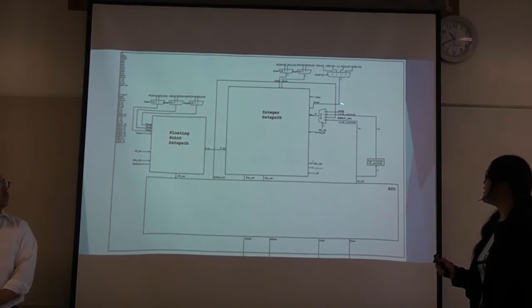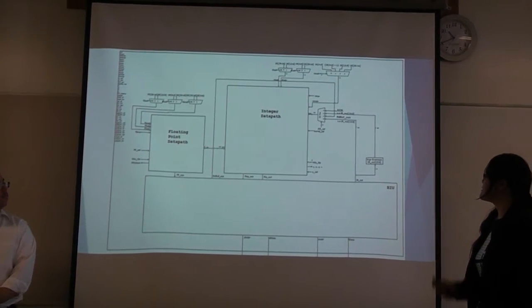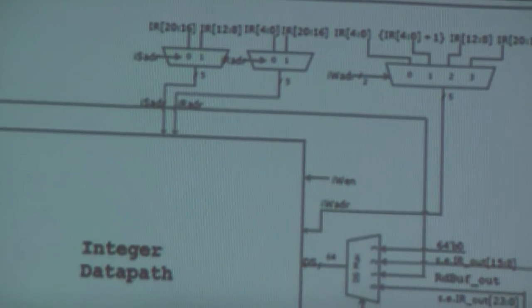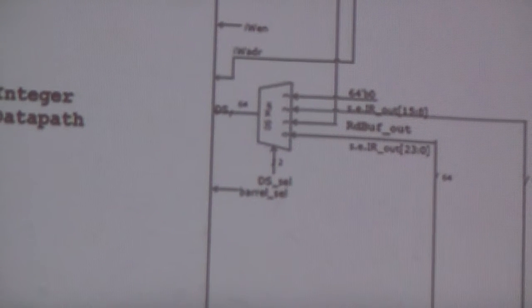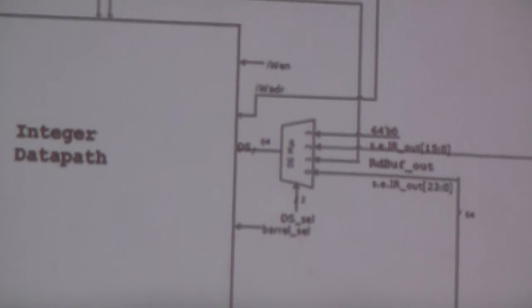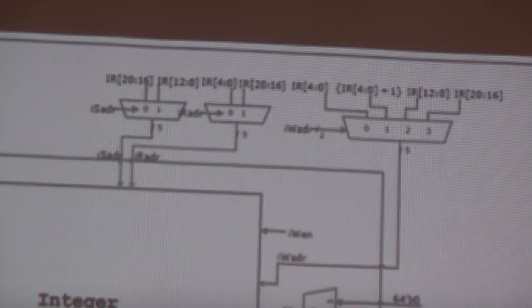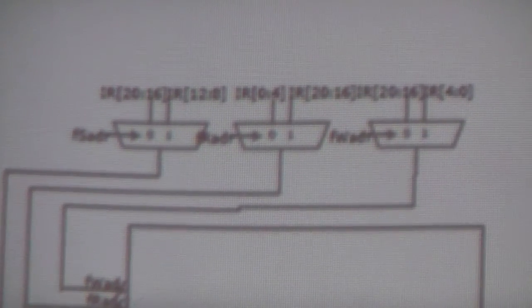3 muxes up here for register addressing, and a DX mux right here. The DX mux will input 64-bit 0 for the enhancing instruction we did for clear register, a sign extension of IR 15-20 for the immediate operands, R out for the OR high instructions, and a sign extension of R out 23-20 for the conditional jumps.